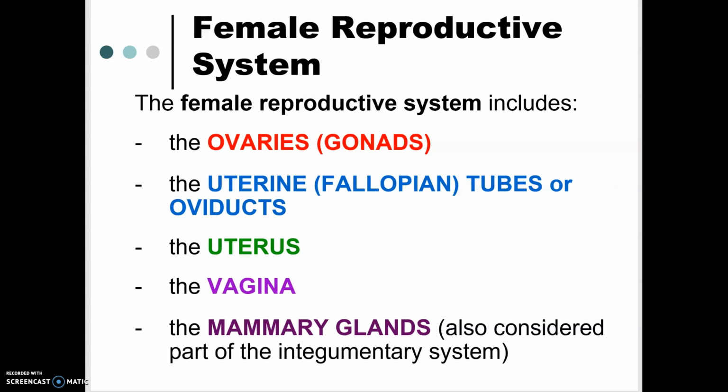So the female reproductive system is made up of the ovaries, which are the gonads, so those are the structures that are going to produce the sex cells, in this case the eggs. We have uterine or fallopian tubes, or sometimes called oviducts. So uterine tubes, fallopian tubes, or oviducts are all the same structure. We have the uterus, we have the vagina, and finally we have the mammary glands. The mammary glands can also be considered part of the integumentary system, but for this part we'll talk about it as a part of the reproductive system.